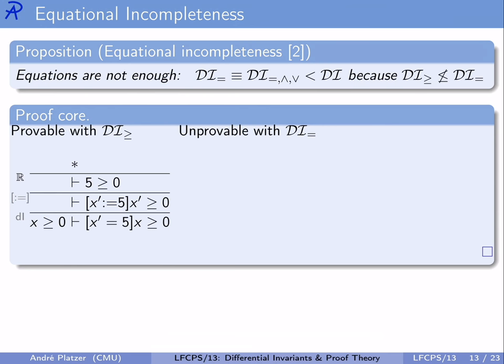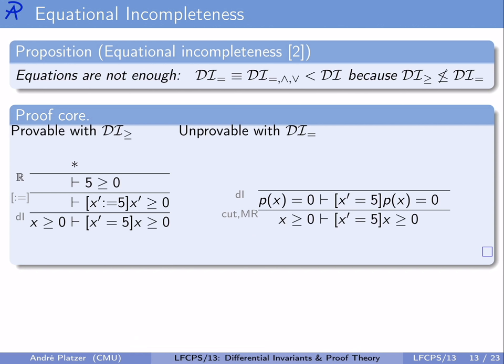Let's develop something. Without loss of generality, and that's where the more general proof comes in that I refer you to in the article, cut and monotonicity can reduce this to some kind of equation. So we're proving that P of x equals 0 is an invariant of the differential equation by applying the differential invariant proof rule to it. To use the differential of P of x, which is P of x prime, and then write in the right hand side of the ODE for the left hand side of the ODE.